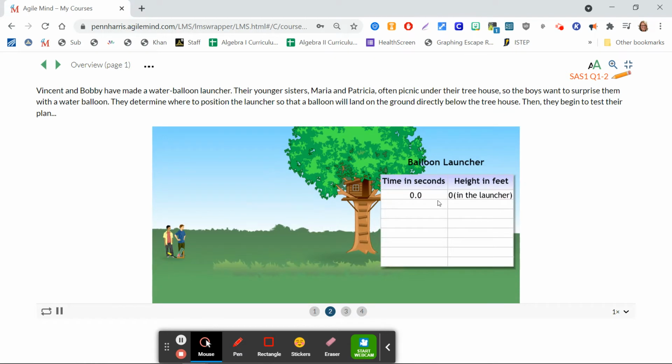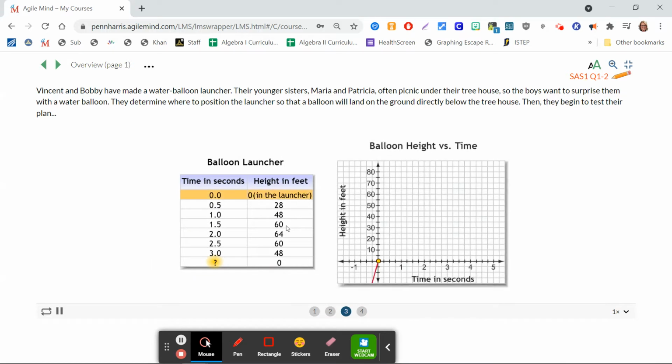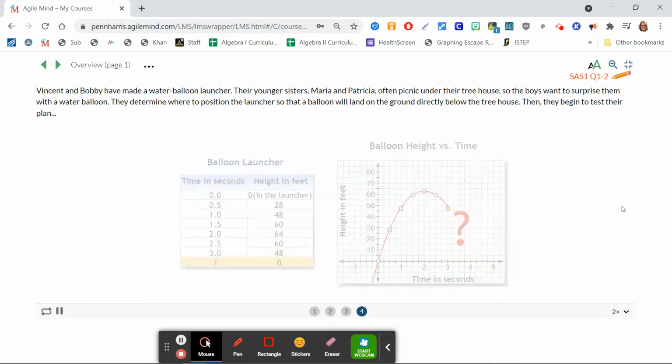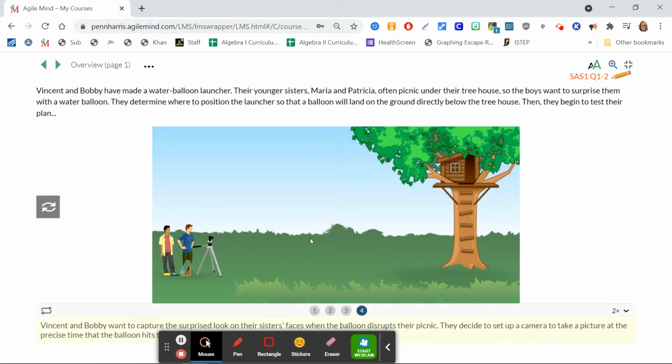graph that's going to show. So they've made a table, and we can see the time that the water balloon is in the air compared to the height in feet that it is being launched. So here we go. They've then taken their table here that we have filled out, and they are going to put it into a graph. And you can see each point is plotted. So they want to know when they should take a picture.